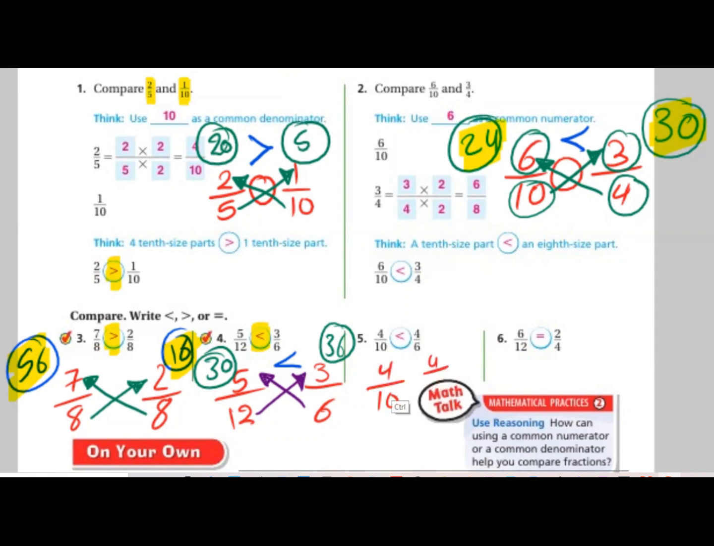4 by 10. Yes. Multiply 4 by 6 equals 24. So it will be 4/10 and 4/6. We multiply 4 and 6. Yes, and so it will be 24 here and 40 here. So which is greater, 24 or 40? 40.